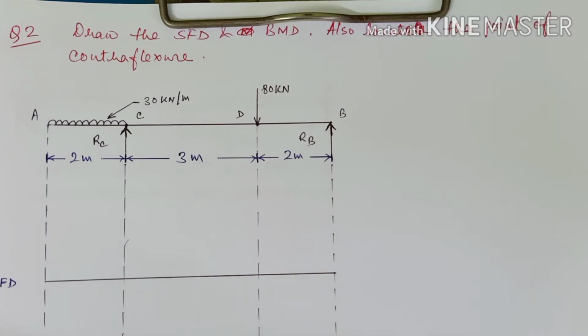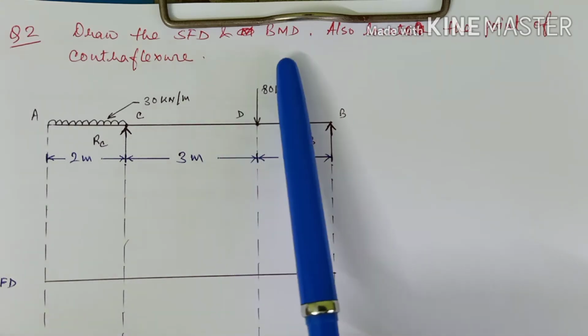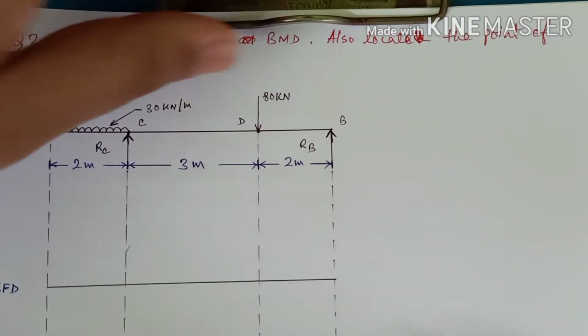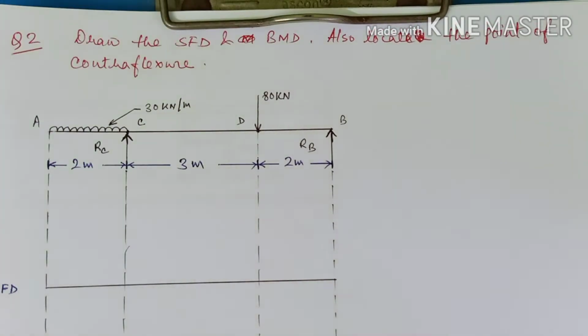So this is the second problem on SFD and BMD. In this question we have to draw the SFD and BMD, and also we have to locate the point of contraflexure. Okay, so the point of contraflexure is a point on the beam where the value of bending moment becomes 0. We will be talking about this later in this video.